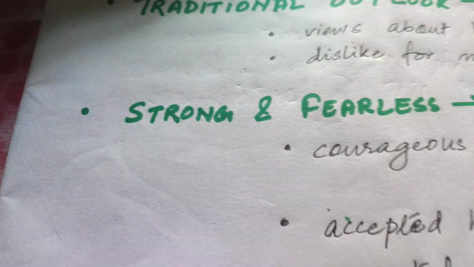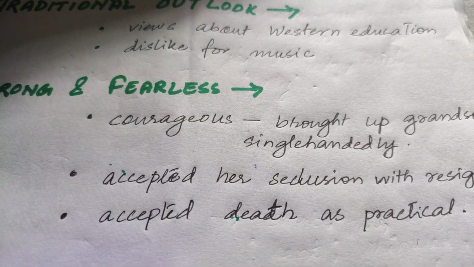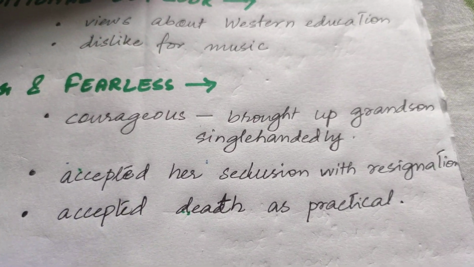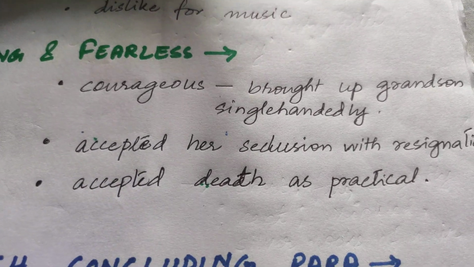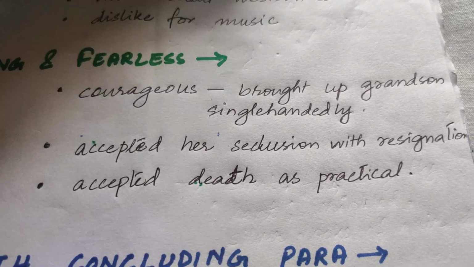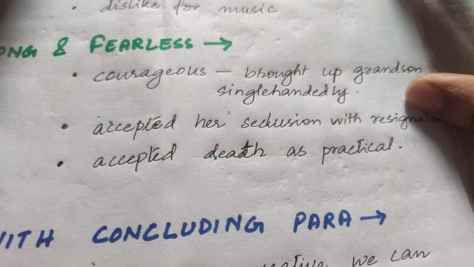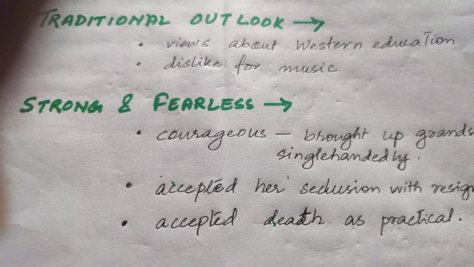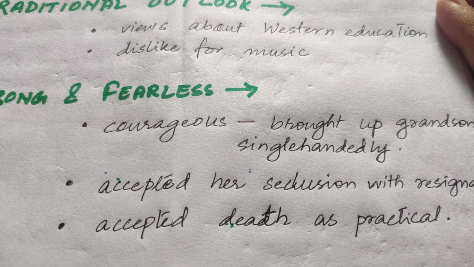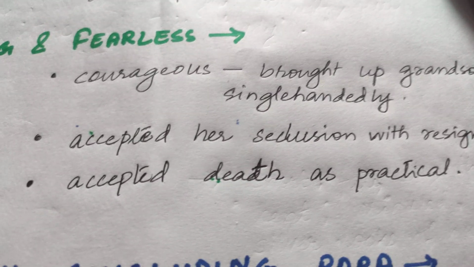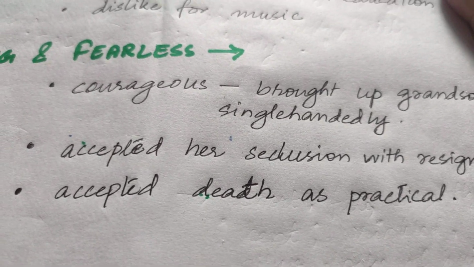Another very important quality, strong and fearless. She was strong and fearless. How do you come to know that? She was courageous, that she was able to bring up the grandson single-handedly in the village. She had no one by her side, and being an old lady, she was able to raise the grandson single-handedly. This is also one very, very important quality. Next, she was able to accept her seclusion with resignation, without fighting, without protesting. She had accepted her isolation.